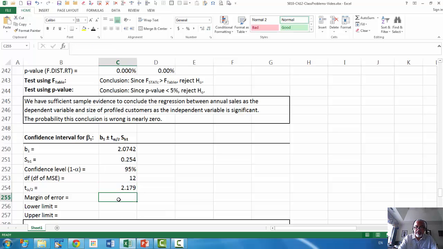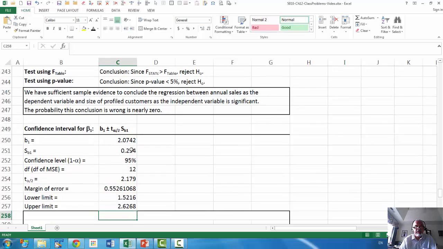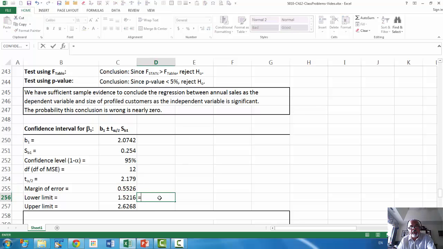So margin of error is the t table value times s sub b sub 1. So that's our margin of error. So you go b sub 1 minus margin of error, that's the lower limit, and b sub 1 plus margin of error gives you the upper limit. Okay. Now we can get these two limits from the regression output data from data analysis as well for 95%.